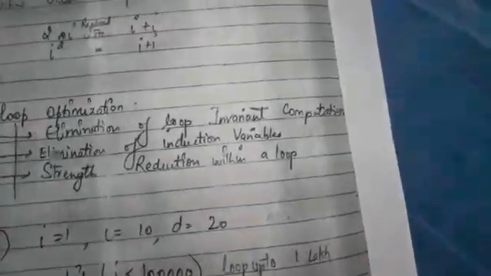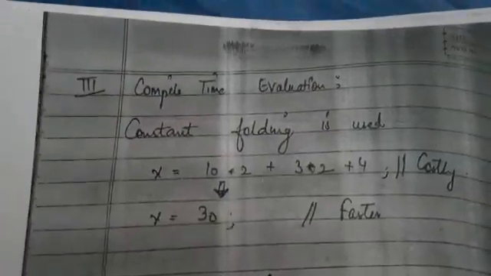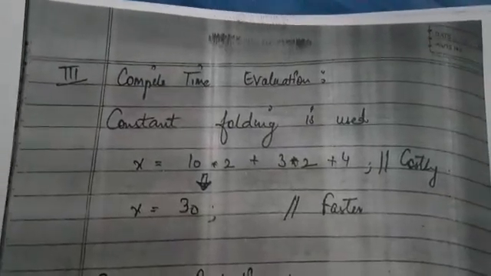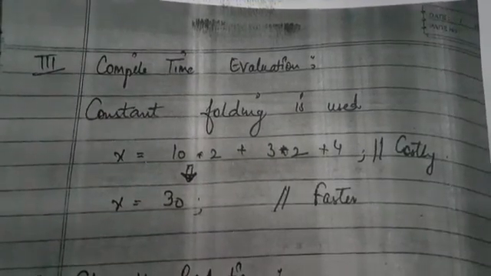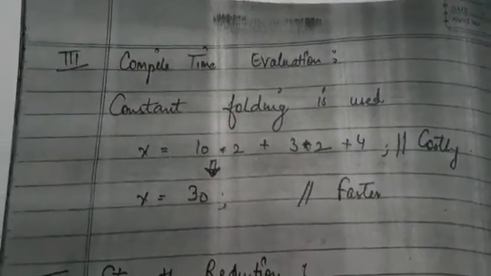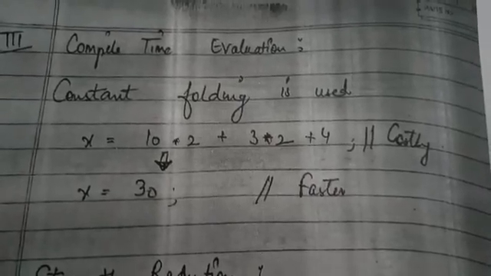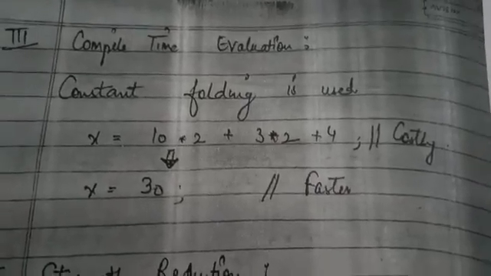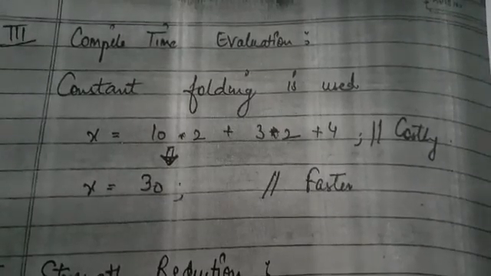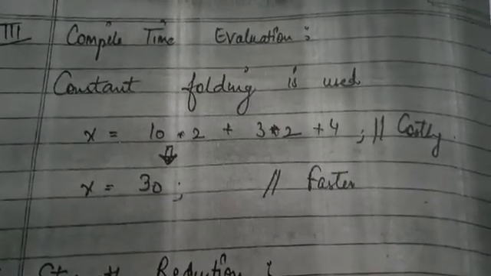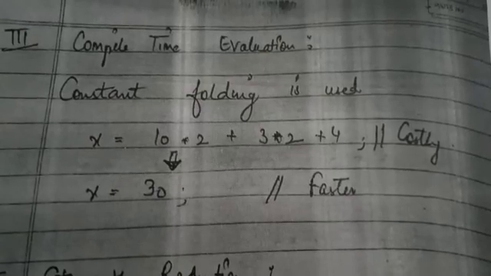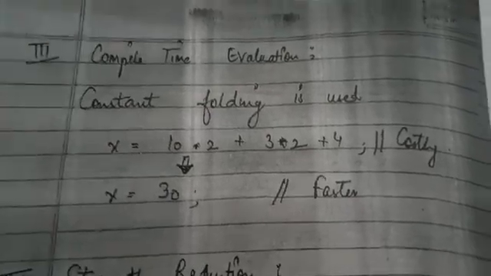Third method is compile time evaluation. Like we have x is equal to 10 multiplied by 2 plus 3 multiplied by 2 plus 4. This expression is time consuming. If we evaluate this at compile time, we can write x is equal to 30. In this method constant folding is used.